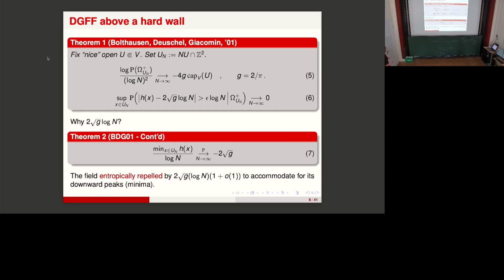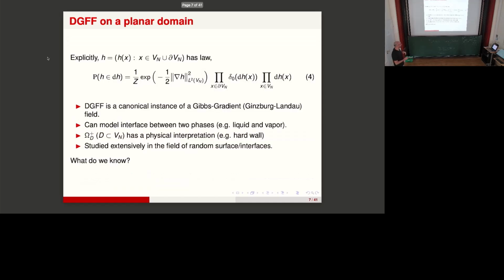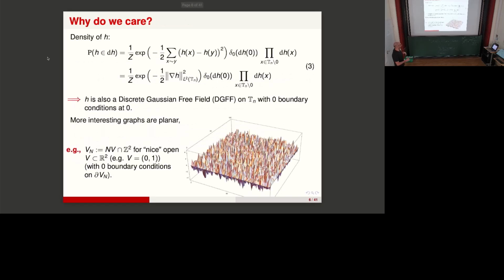Why this particular 2 square root of G log n? Well, this is how the proof goes. In fact, the proof shows that the minimum of the field unconstrained, so without the positivity condition, if you just look at the minimum of the field on the subset where you want it to be positive, is typically minus 2 square root of G log n. So in the previous picture, the typical minimum on the subset is minus 2 square root of G log n.